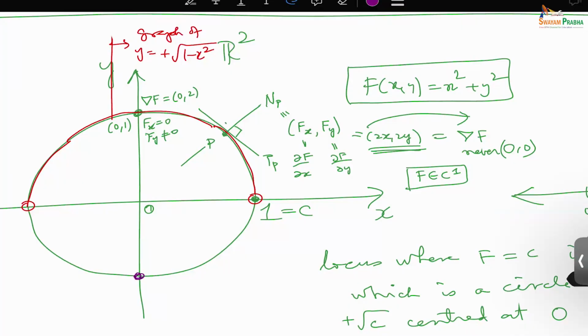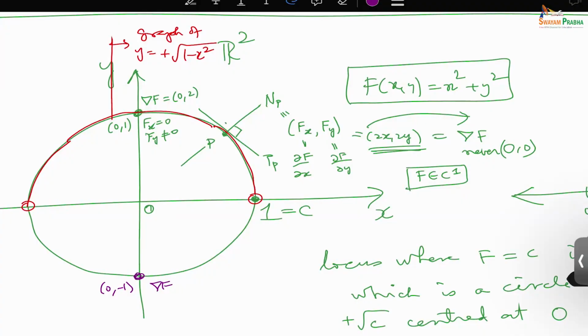Similarly, let me write out at this point. If you go to this point here, this is 0 comma minus 1. Again, the gradient is going to be, by the way, why do we consider the gradient? We are using this result from multivariable calculus, that the gradient of a function is normal to the level curves of the function. The gradient gives the direction of maximum change of the function, and it's orthogonal to the direction where the function doesn't change, which are the level curves. We are using this fact from calculus. So the gradient at this point 0 comma minus 1 is what? I have to substitute 2x, 2y, I'll get 0 comma minus 2.